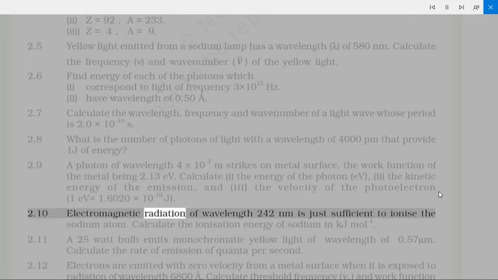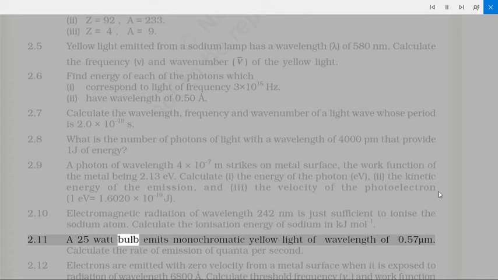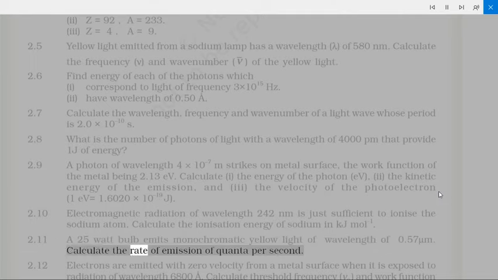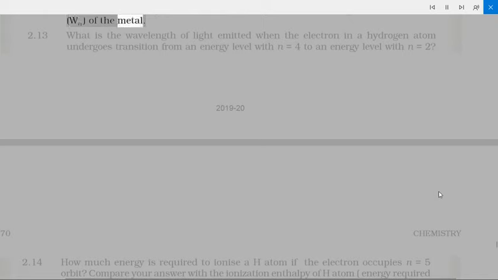2.10 Electromagnetic radiation of wavelength 242 nm is just sufficient to ionize the sodium atom. Calculate the ionization energy of sodium in kJ mol^-1. 2.11 A 25 watt bulb emits monochromatic yellow light of wavelength 0.57 μm. Calculate the rate of emission of quanta per second. 2.12 Electrons are emitted with zero velocity from a metal surface when it is exposed to radiation of wavelength 6800 Å. Calculate the threshold frequency, nu 0, and work function, W0, of the metal.